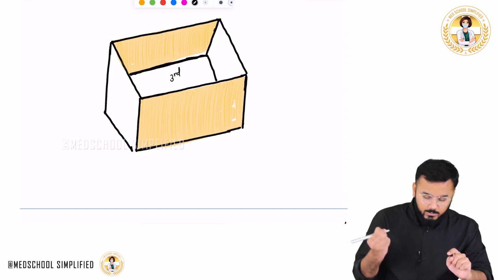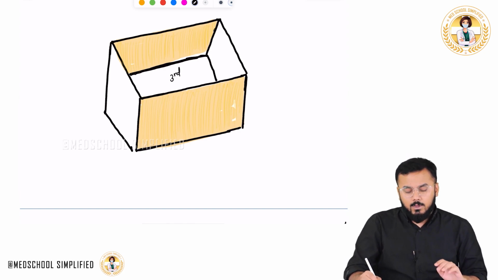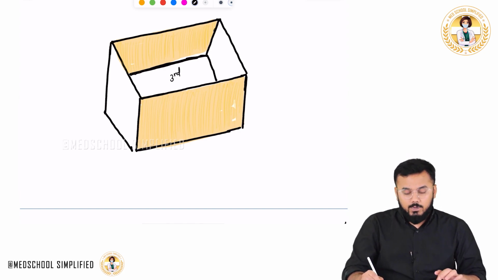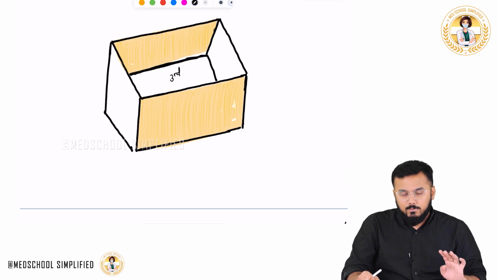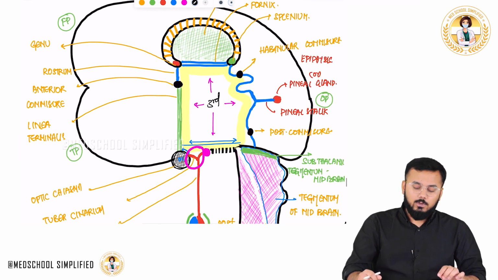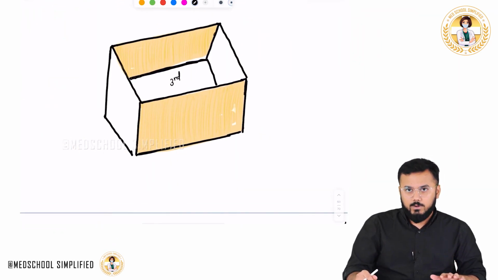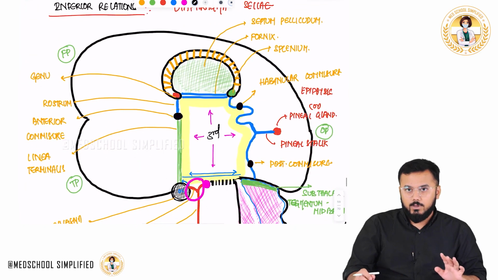Now you see this cavity in the center. This cavity is nothing but your third ventricle. I want you to watch my previous lecture on the relations of optic chiasm, or a lecture on hypothalamus. There I have drawn this particular picture. Looking at this picture, we shall draw all the parts which are located in the third ventricle. So this picture is very important.